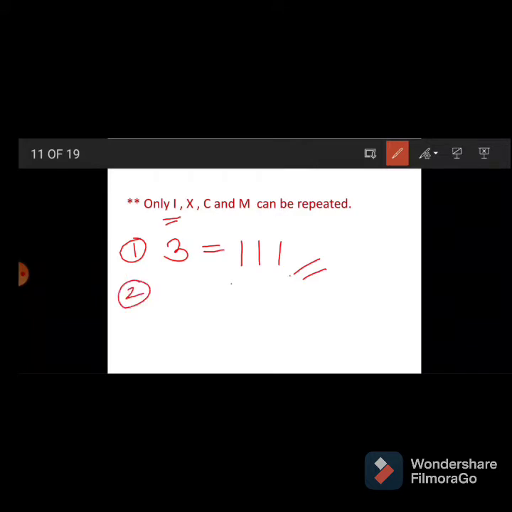Then the second one, suppose we want to write 20, then we can write XX, 2 times. Okay, then the third example, see 300, how to write 300? The symbol used for 100 is C, then write C 3 times, that is 300.